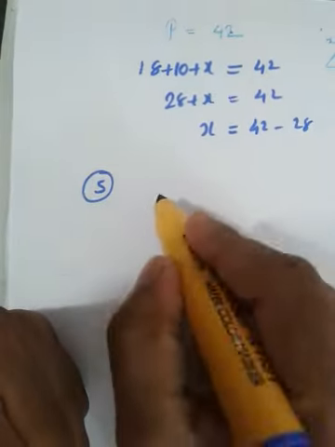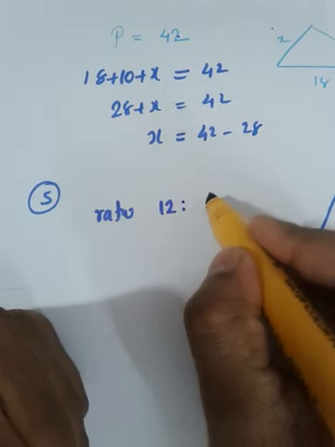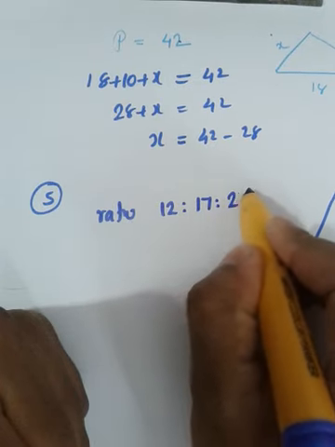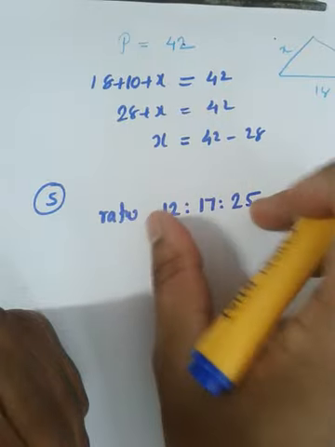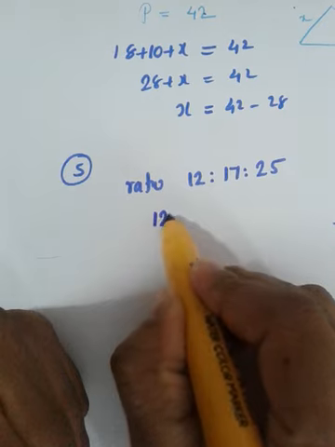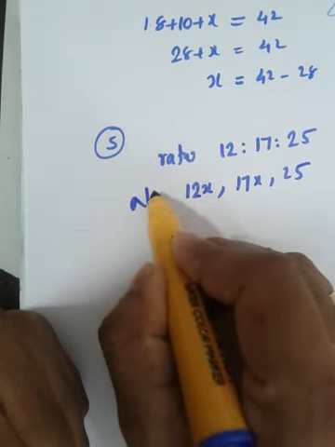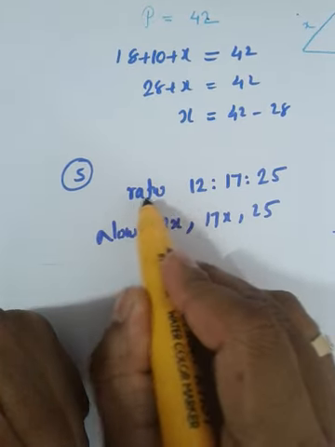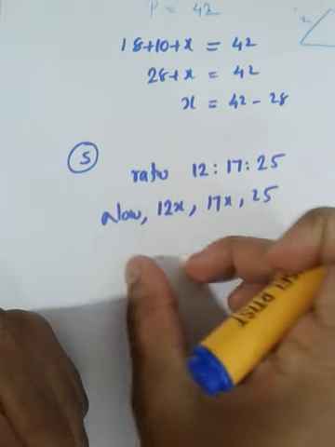How? We solve this kind of question from the example. 12 is to 17 is to 25 was a ratio, and we are supposed to convert this ratio into length. This ratio can be converted into length in this way: 12x, 17x and 25x. You are supposed to write some connection links in between, like now, then, all those things.